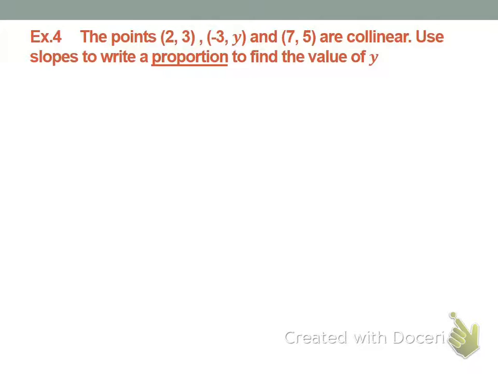All right, let's start this problem and see what we come up with. The first thing we should have done was find the slope using both the points that we know. So what did you plug in to find the slope? 5 minus 3 over 7 minus 2. Good. That is our known slope, the definite slope of the line.